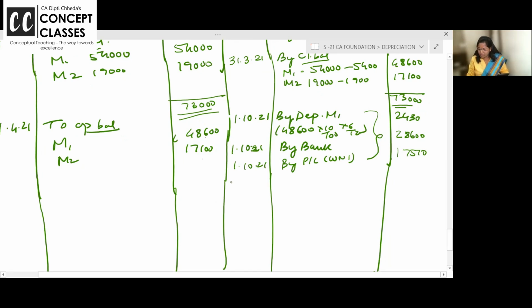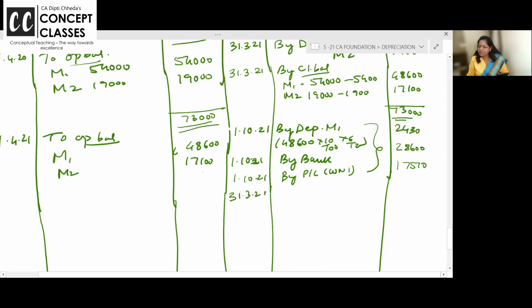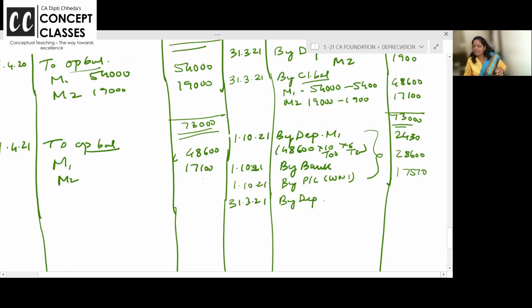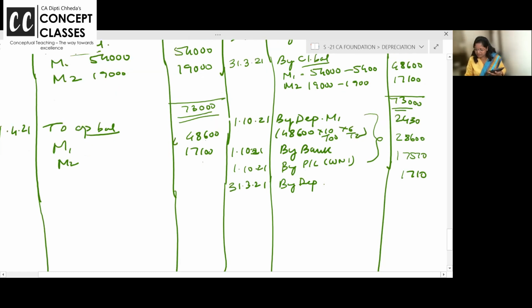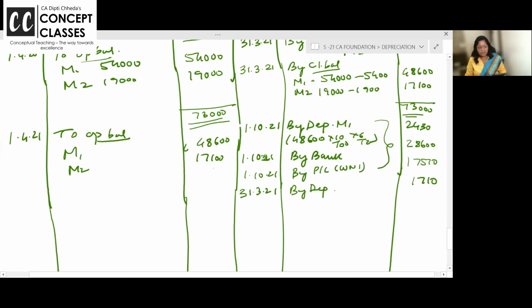Now the left out question is for the remaining machine. So remaining is machine 2 now. On 31st March 21, we should charge depreciation on the first asset. Machine 1 is gone. Machine 2: how much is machine 2? 17,100. So 1,710, 10%. And some more machine is purchased on this date. This sold is over, and on the same day, 1st October, machine 3 is purchased for 40,000 by bank.